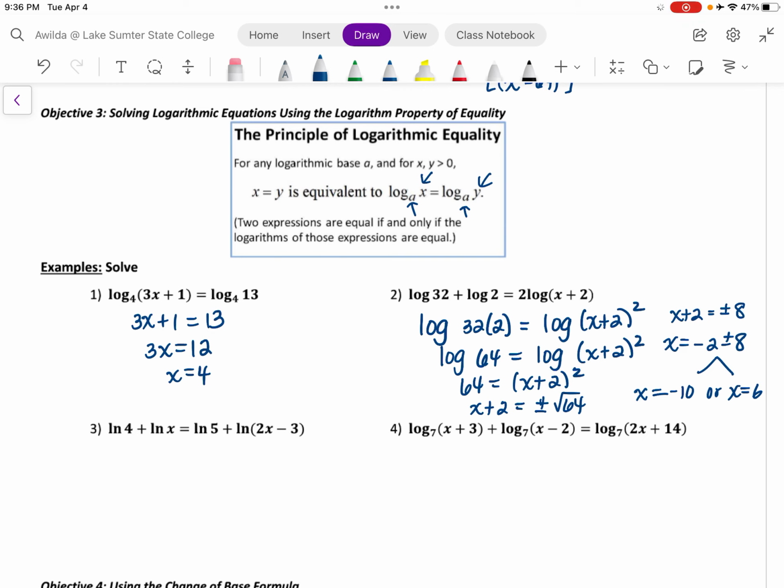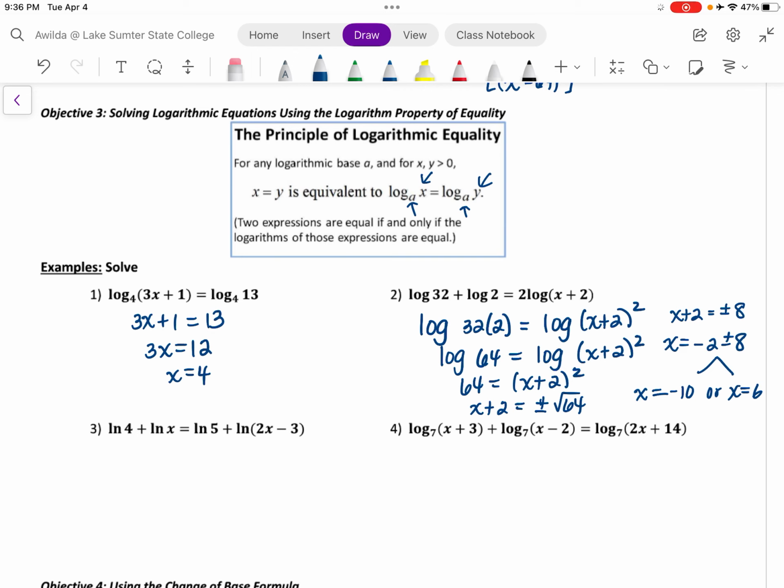In the next example, we have natural logarithm of 4 plus the natural logarithm of x. And I want to remind you that when I use the phrase natural logarithm, this is a logarithm with the base e, where e is a fixed number called the Euler constant, or the natural number, with an approximate value of 2.71.